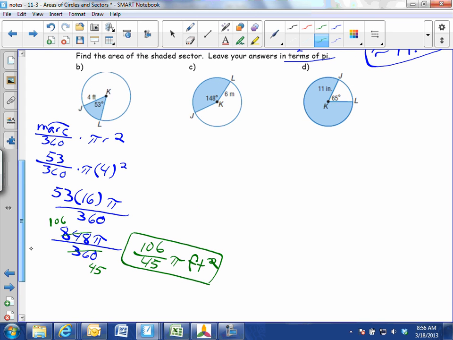I want to point out something on this very last one. What is the measure of the arc of the area that we're trying to find? 295 degrees. Right. So in our formula, we would not put in 65, because that's the area that's missing. We would find the measure of the arc of the shaded region. Make sense? Okay, just wanted to point that out.